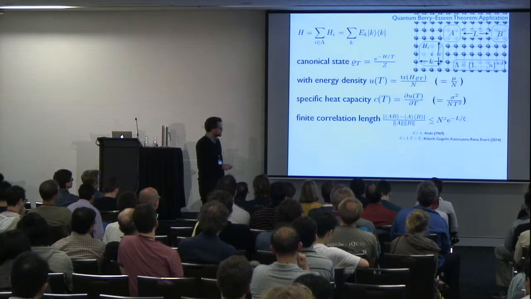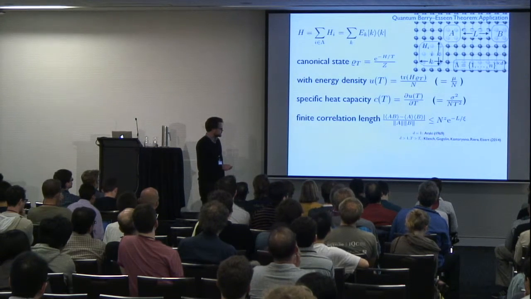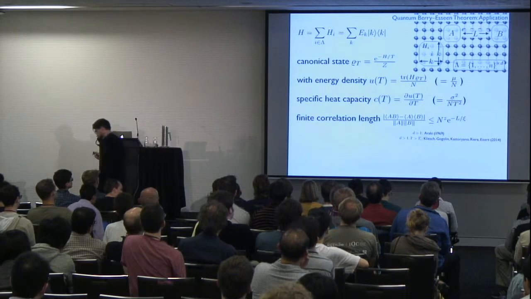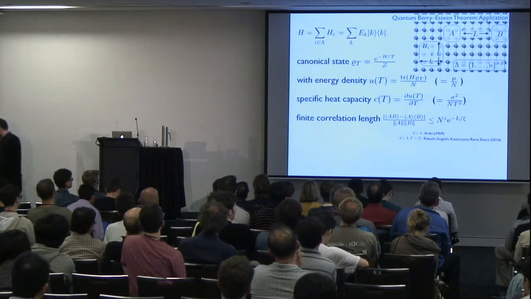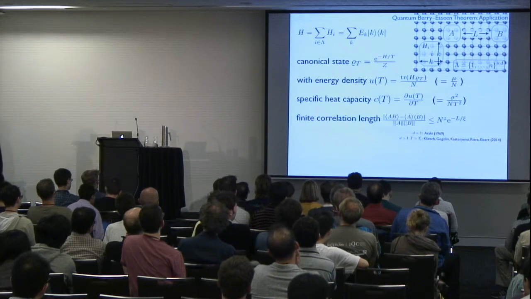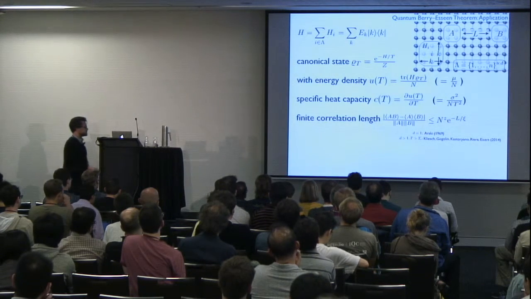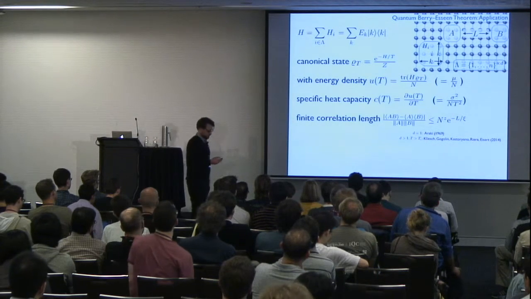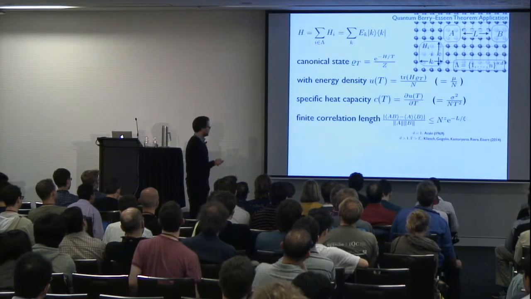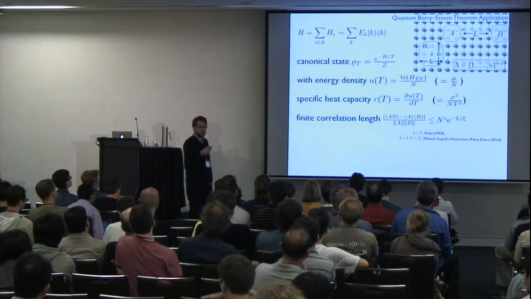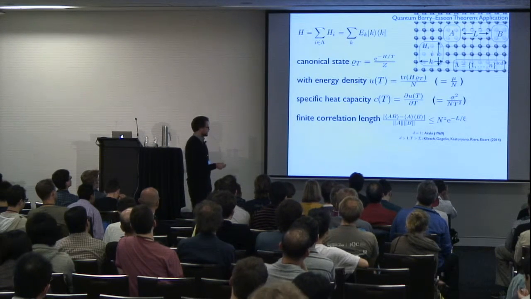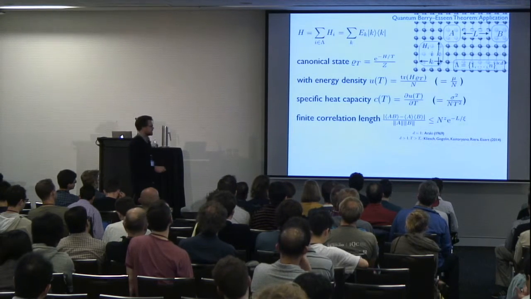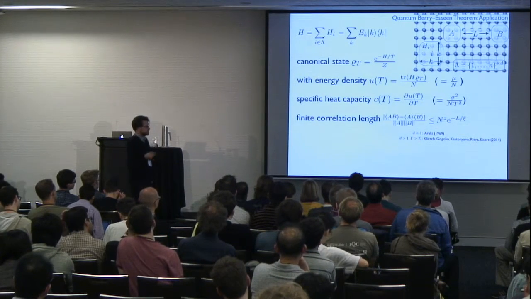Now we know that this holds already since '69 for one-dimensional systems. It always holds that this Gibbs state is going to have exponentially decaying correlations. In higher dimensions, that's only true above a certain critical temperature. Okay, so all the thermal states that I'm going to talk about, I'm going to assume that they have these exponentially decaying correlations. So in other words, in higher dimensions we're above a certain critical temperature.